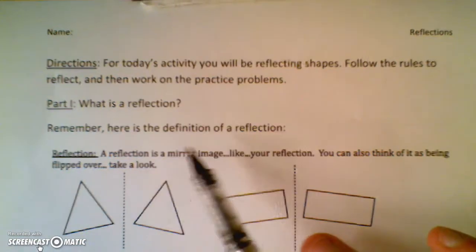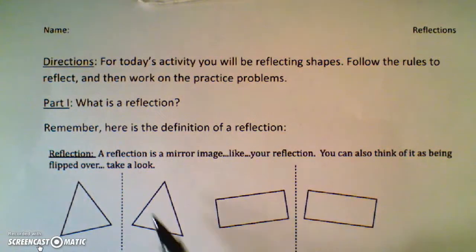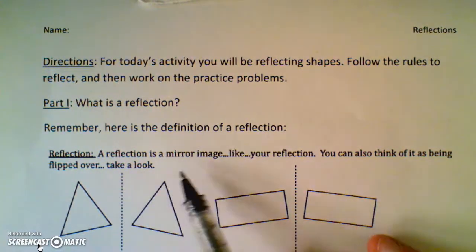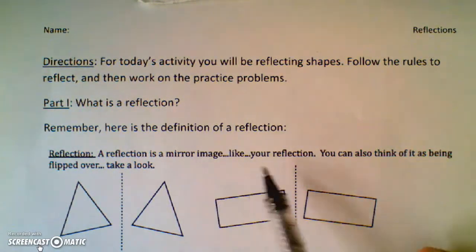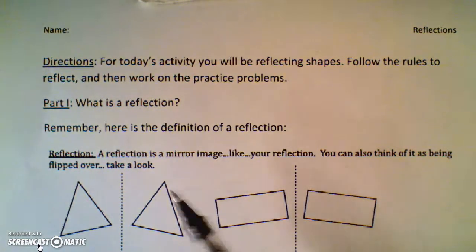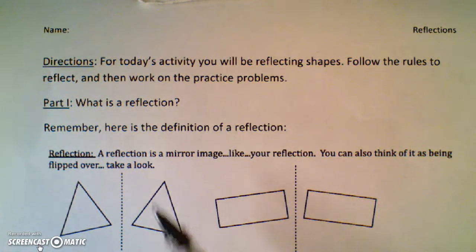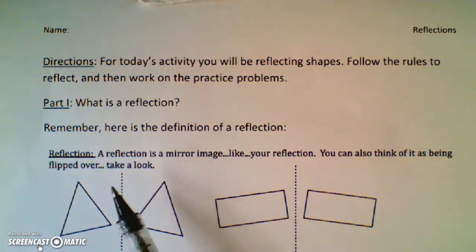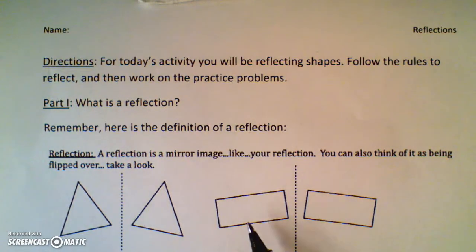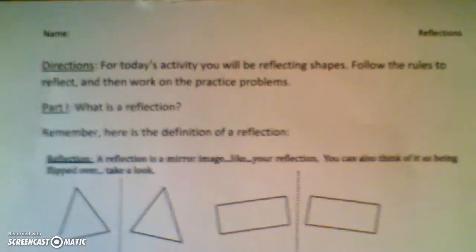But let's first look at the definition that we worked on a couple days ago. A reflection is like a mirror image. It's like your reflection. You can also think of it as being flipped over. Take a look. If I flip this triangle over this dotted line, that's the reflection. Also, if I flip this rectangle over this dotted line, that's a reflection. So let me slide the paper down and we'll look at some other key parts of reflections.